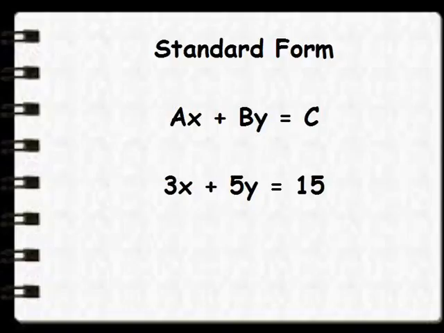Okay, so we have 3x plus 5y equals 15. This is our standard form. That last 15 is known as the constant term, and that is the last portion of the equation. This is the standard form, and that's only one of the three ways that it can be written.